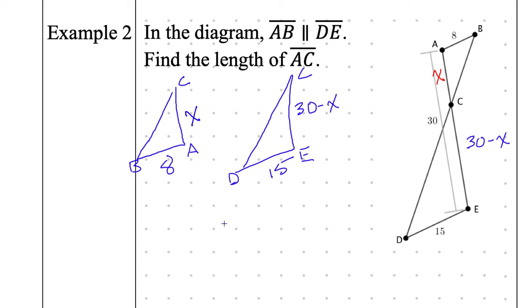We've done all of the heavy lifting. Now we just have to do the flow, whatever comes from this. So set up your proportion, cross multiply, solve your proportion. Let's do this. So quiet raised hand, set up a proportion. Jose. So X over 30 minus X, 8 over 15. Perfect. Then I'm going to cross multiply.